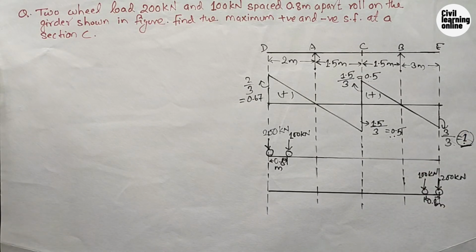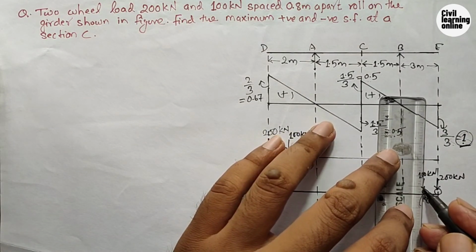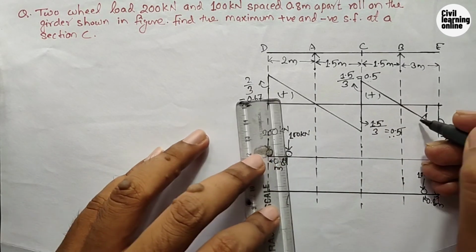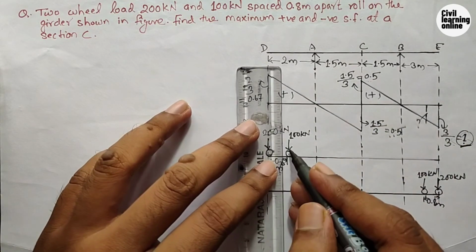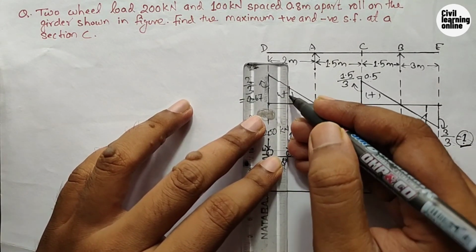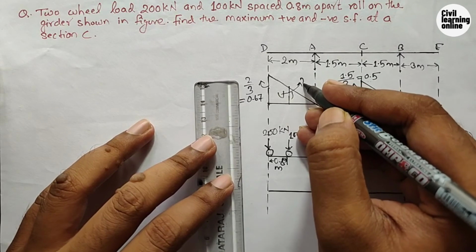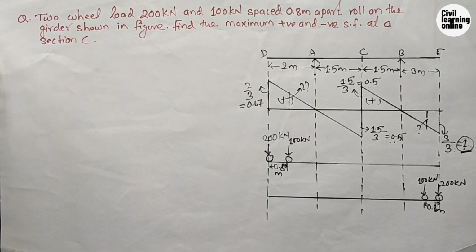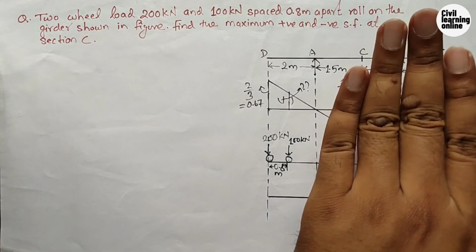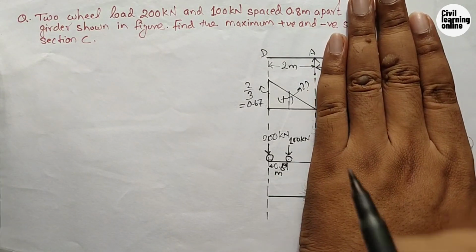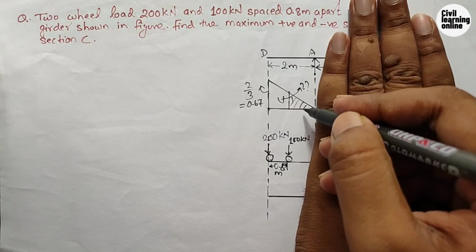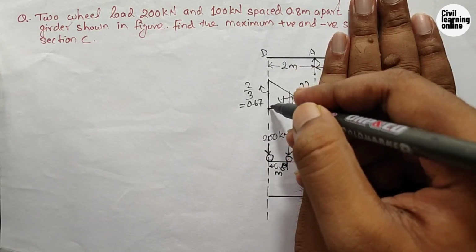Now we need to calculate the ordinates under this loading. We need to know this value, we don't know this value. Similarly, we need to find out this ordinate, so that we can multiply the load with the ordinate, and we will get to know the maximum positive and maximum negative shear force. So guys, again, in order to calculate the value of the ordinate, use the condition of similar triangles between this smaller triangle and this whole triangle.